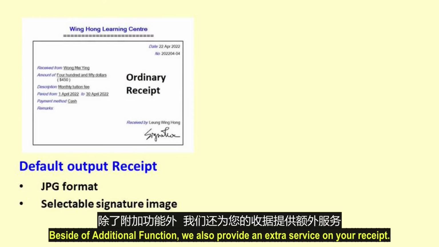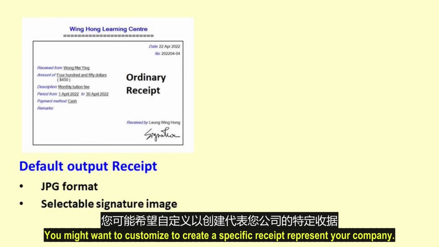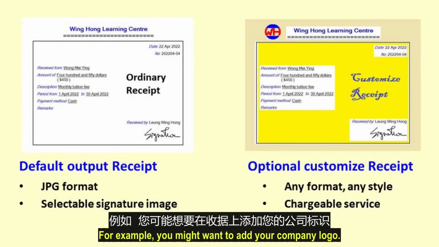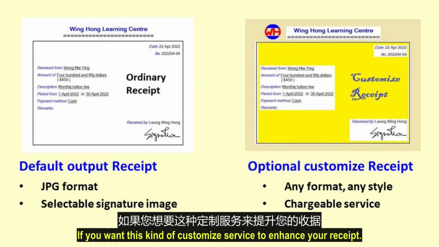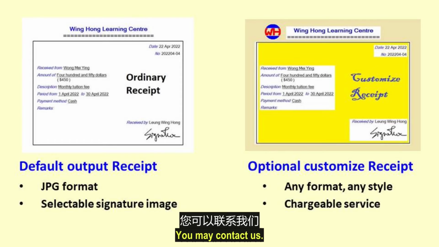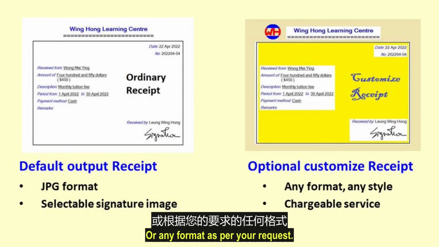Besides additional functions, we also provide an extra service for your receipt. By default, the created receipt is in an ordinary format only. You may want to customize a specific receipt representing your company. For example, you may want to add your company logo or make the output receipt more colorful and brilliant. If you want this kind of customized service to enhance your receipt, you may contact us. Our professional team can customize your receipt to any style or format as per your request.